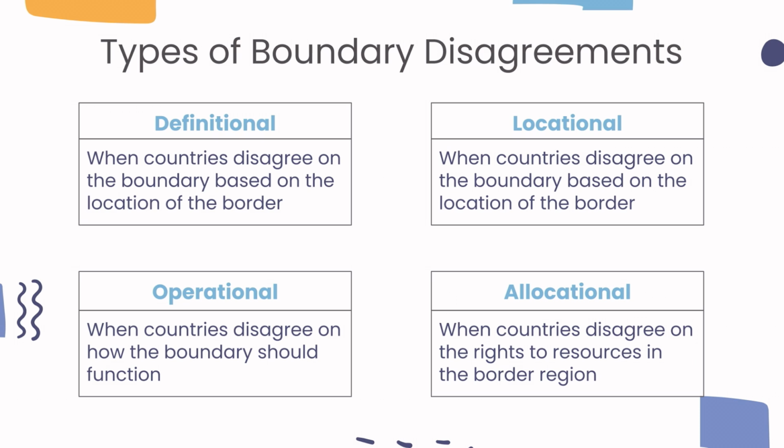Operational boundary disagreements are when countries disagree on how the boundary should function. For example, countries may disagree on how many people should be able to cross the border when it comes to immigrants and refugees, and in some cases, which goods and services should cross the border when it comes to trade between countries. An allocational boundary disagreement is when countries disagree on the rights to resources in the border region.